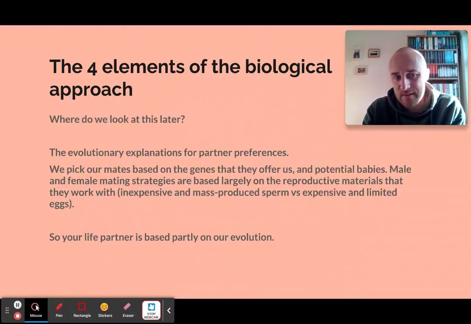So when do we look at this later? Evolutionary explanations for partner preferences. And it's the idea that we pick our mates. This is kind of natural and sexual selection. We pick our reproductive mates, not our friends. We pick our mates based on the genes that they offer us and the potential children that they offer us as well. So we do look at this next year in the second year.